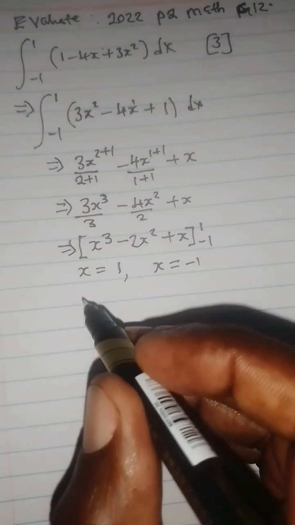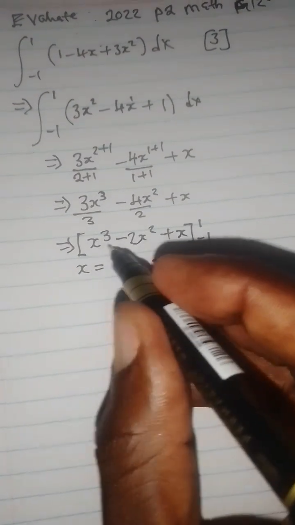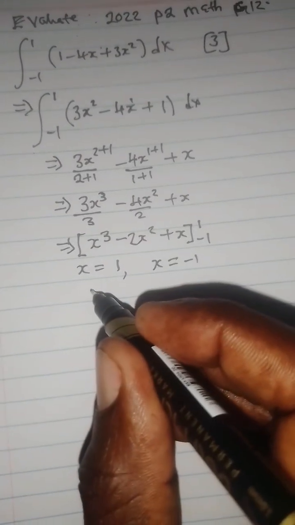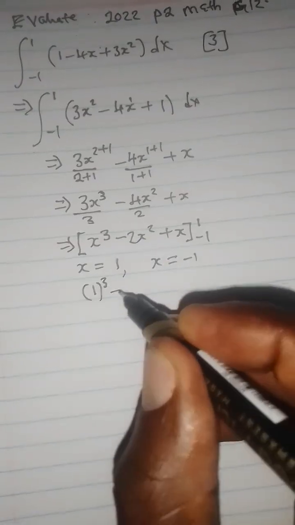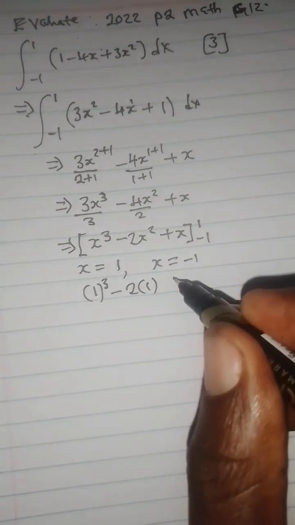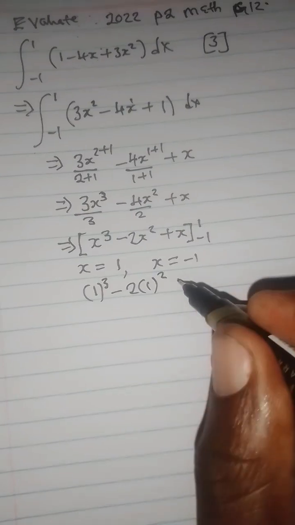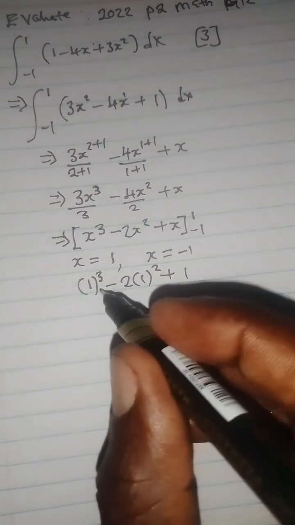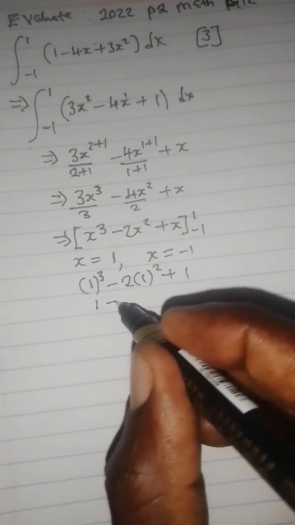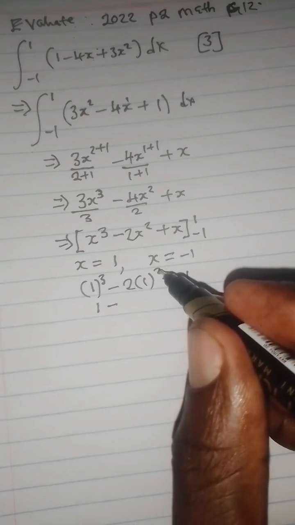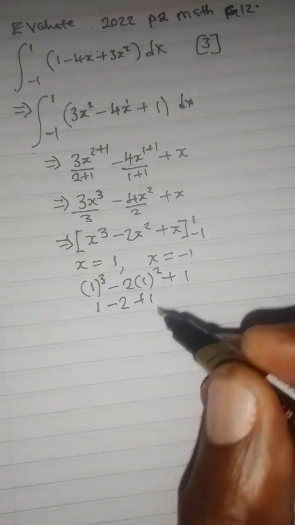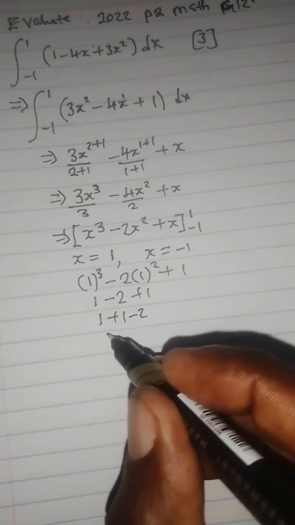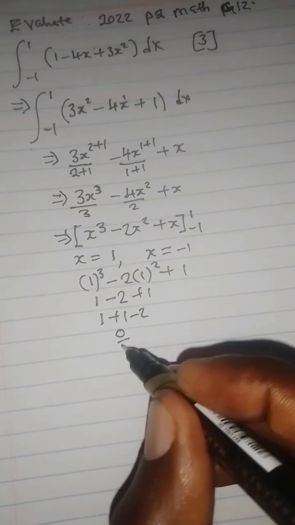Now we are going to substitute where there is x in this expression. You say 1 to the power 3, minus 2 times 1 to the power 2, plus 1. What are you going to get? This gives you 1 minus 1 to the power 2, which is 1, times 2, that's 2, plus 1. This is the same as saying 1 plus 1 minus 2, which gives us 2 minus 2. This will give us 0.